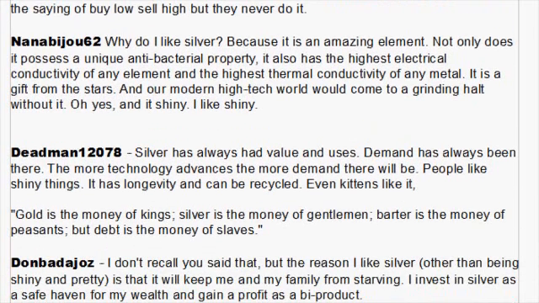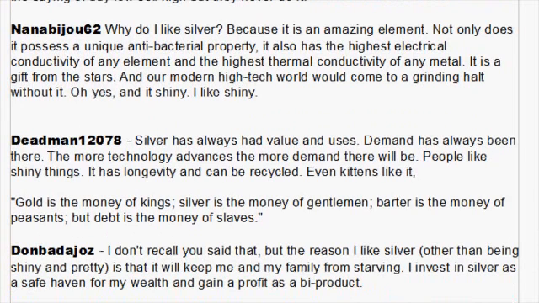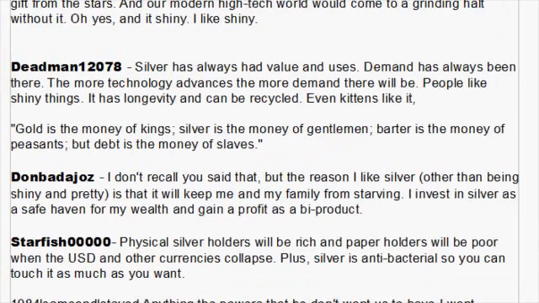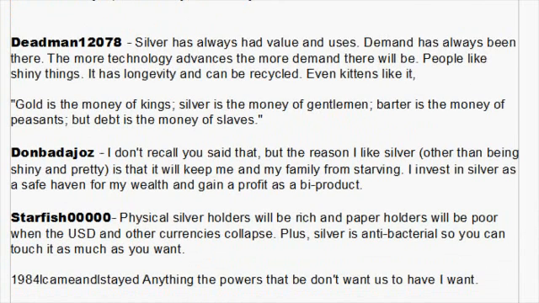Nana Baju 62, forgive me if I pronounced that wrong: Why do I like silver? Because it is an amazing element. Not only does it possess a unique antibacterial property, it also has the highest electrical conductivity of any element and the highest thermal conductivity of any metal. It is a gift from the stars, and our modern high-tech world would come to a grinding halt without it. Oh yes, and it's shiny. I like shiny.